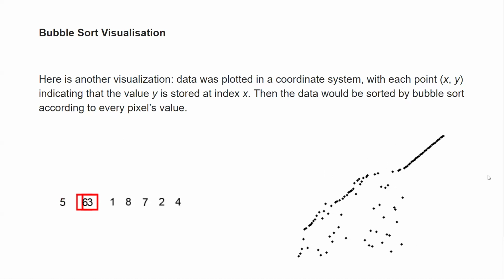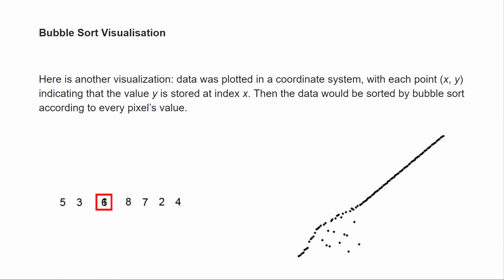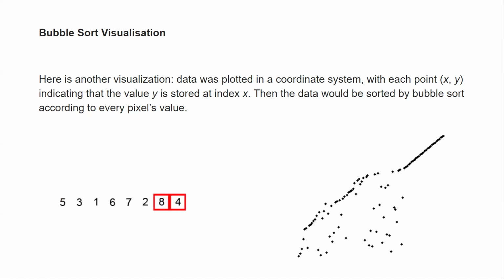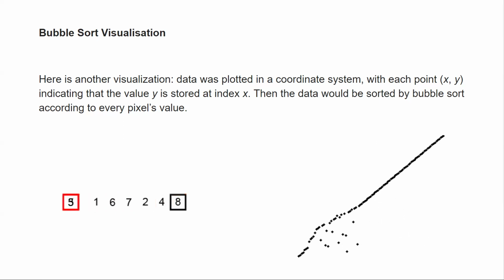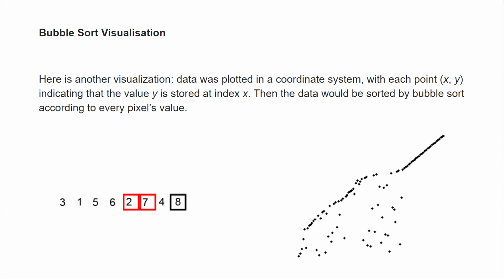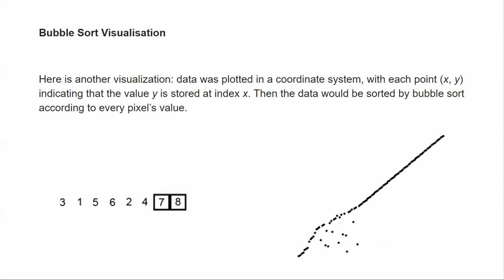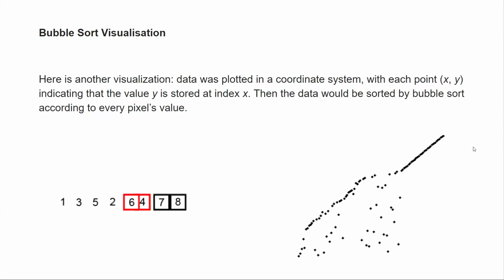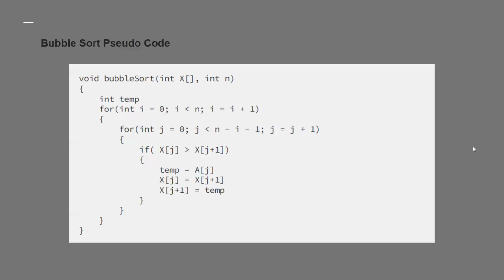Here's the bubble sort visualization. Here's another visualization. Data was plotted in a coordinate system, with each point x, y indicating that the value y is sorted at index x. Then the data would be sorted by bubble sort according to every pixel's value. Here's the bubble sort pseudocode.